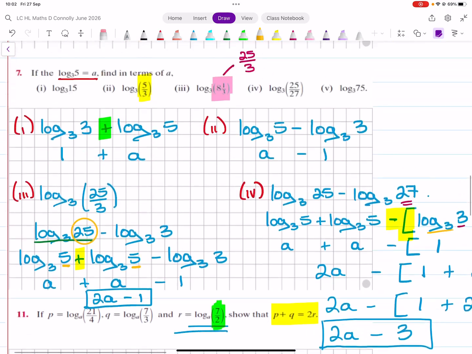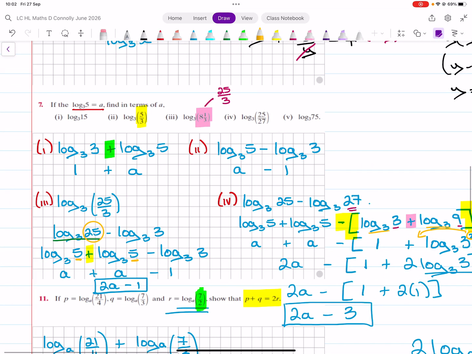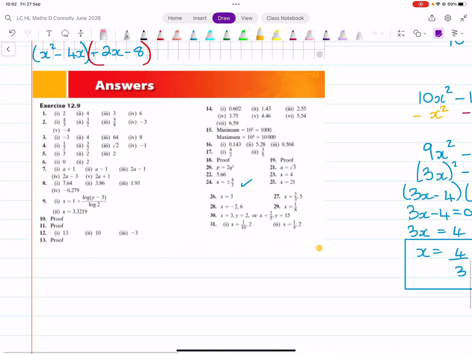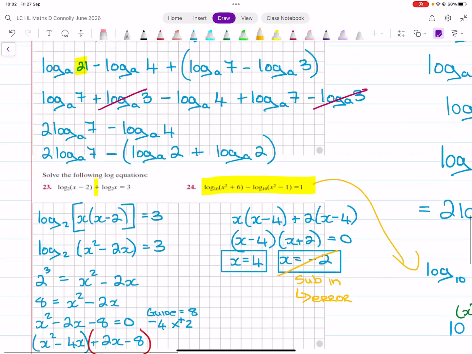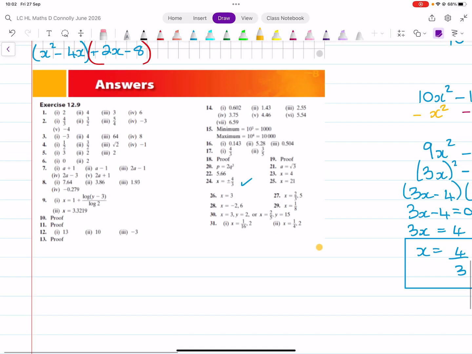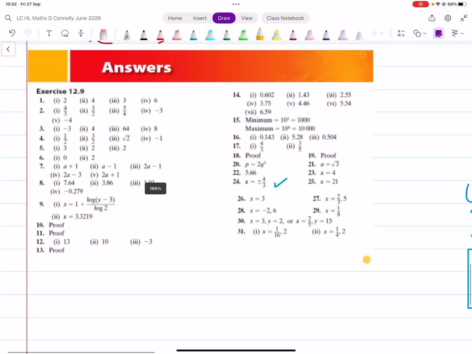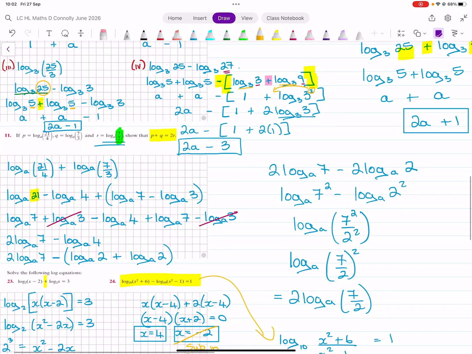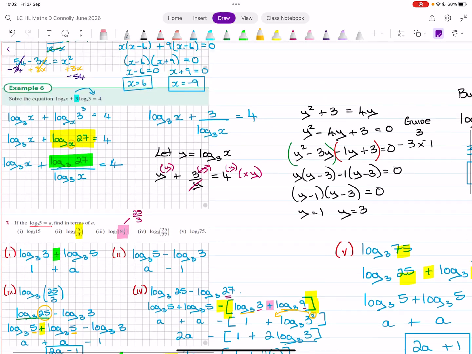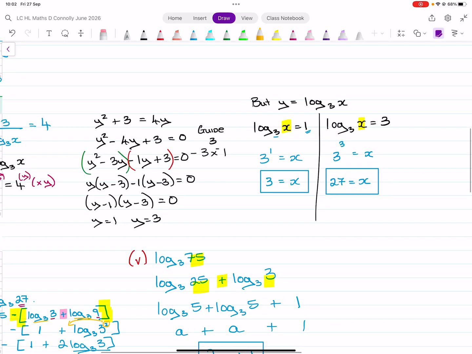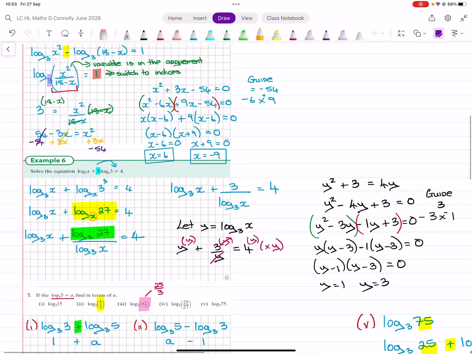Yeah, that's fine. Question 7. 1 plus a minus 1. 1 plus a minus 1. 2a minus 1, 2a minus 3. And then 2a plus 1 for the last one. Yep. Oh, there's not going to be a solution to that one. They're both positive though, so they should both work.